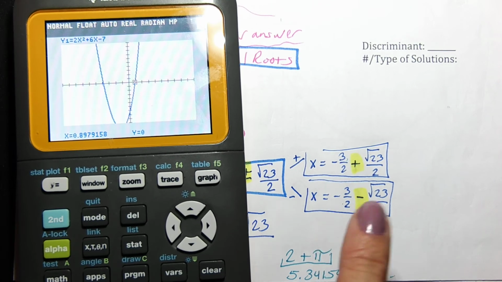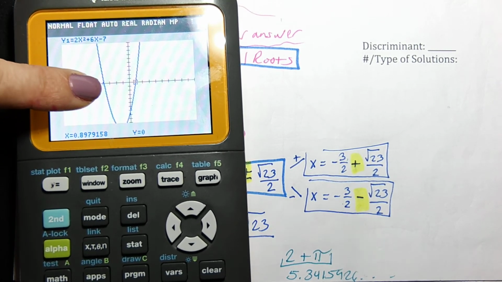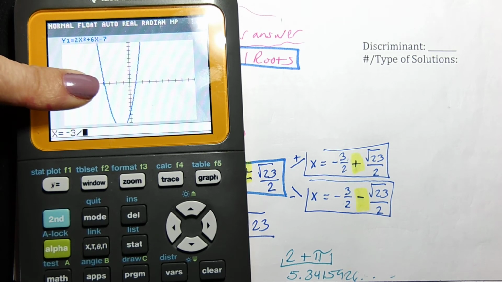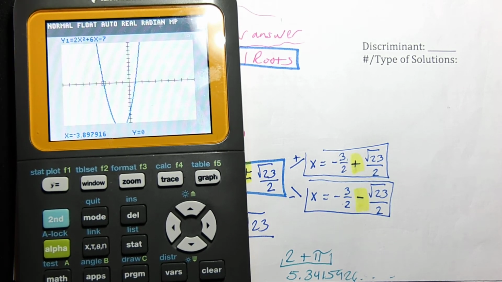And if we trace this other value, that should give us the left x-intercept. Let's try it. Negative 3 divided by 2 minus square root of 23, close off your parenthesis, divided by 2, bam. There's my other x-intercept. So it works exactly. It's a non-terminating, non-repeating decimal, but those are the two solutions of my quadratic exactly.